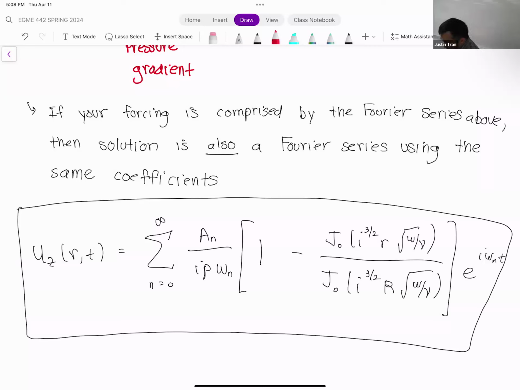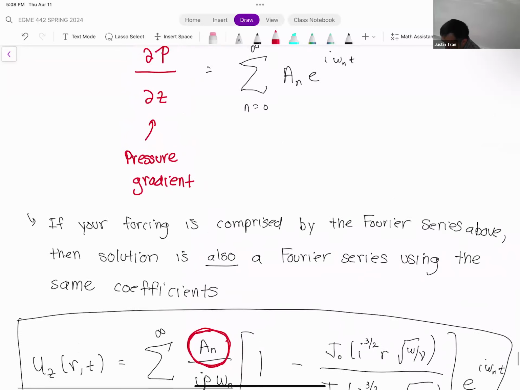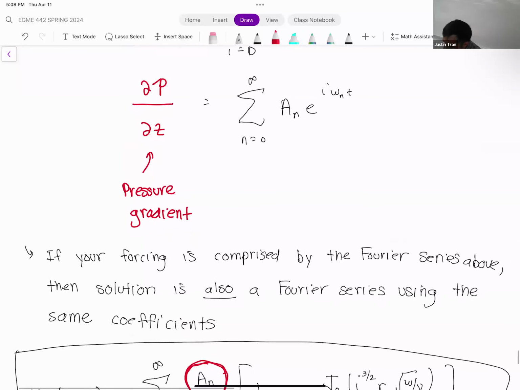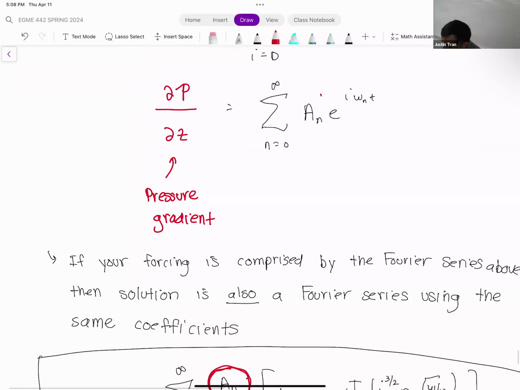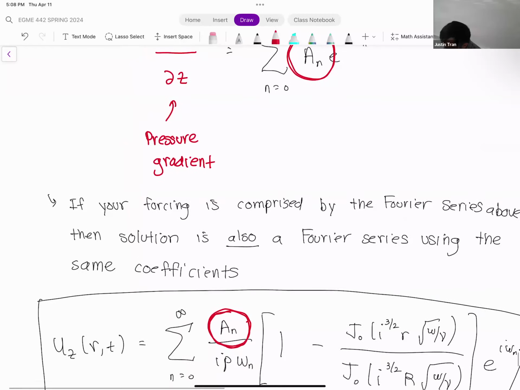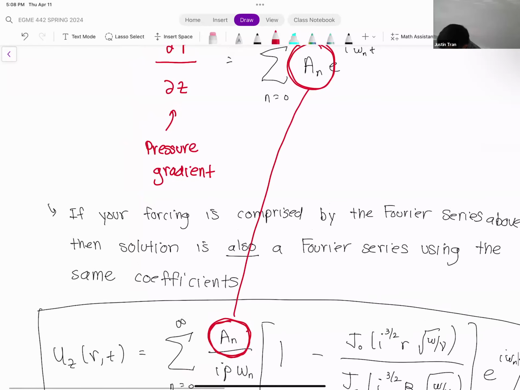The thing to notice here is that this a_n, and we've been using that variable a throughout this entire week, but we haven't really defined what that a actually is. This a_n corresponds to the same Fourier coefficients that you're using to define your force. So these two things are the same.